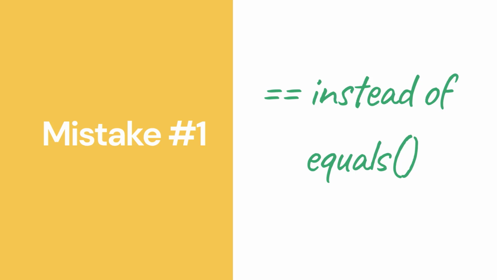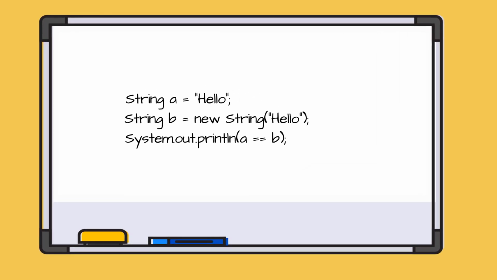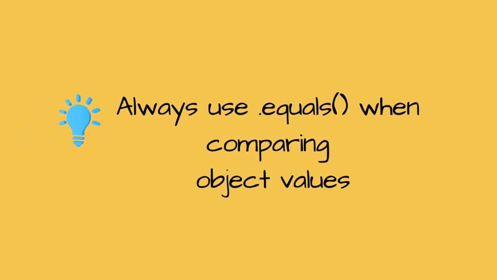Let's go! One of the biggest mistakes beginners make is using == to compare strings or objects. But here's the catch. Even though both strings contain the same text, == checks if they are the same object in memory. And since b is created with new String, it's a different object. This mistake is so common that even experienced Java developers slip up. So the correct method is this. Always use equals() when comparing object values.